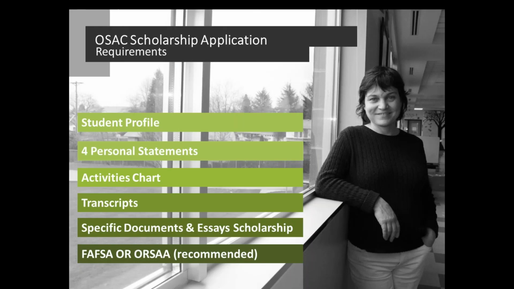Now I'm going to talk a little bit about our scholarship application requirements. The application has a student profile section, which is the first 9 sections. We ask for 4 personal statements, an activities chart, transcripts, specific documents, and essays for specific scholarships that you may have applied for. And then we ask that you file your FAFSA or your ORSA. Now, it is not required for our scholarship application, but you're likely going to complete it anyway for the other grants that OSAC offers, so we just kind of throw it in here that we recommend you file your FAFSA or your ORSA.